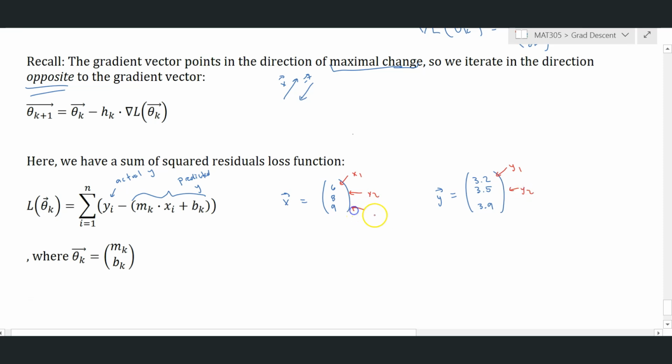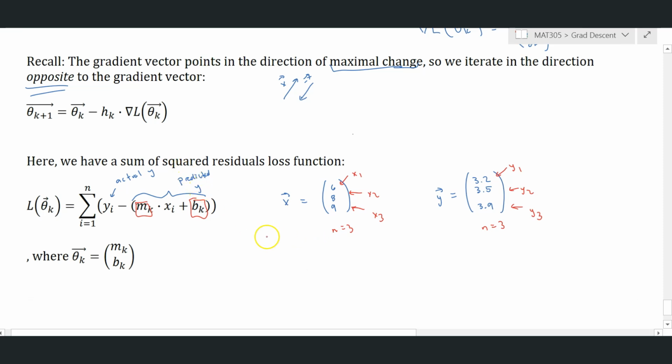So our summation notation starts at 1 and goes to n. In this case, n is equal to 3 because we have 3 components inside of the x vector and the y vector. But what this does is essentially add or subtract the scalar components. So there'll be 3 terms to this summation, one for the pair 6, 3.2, and then 8, 3.5, and then 9, 3.5. Remember, the m and the b do not change when you're computing this. They only change when you update them.